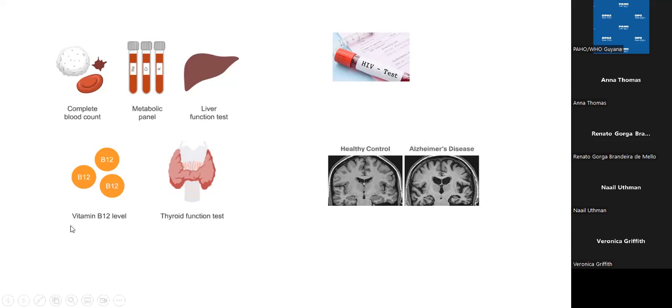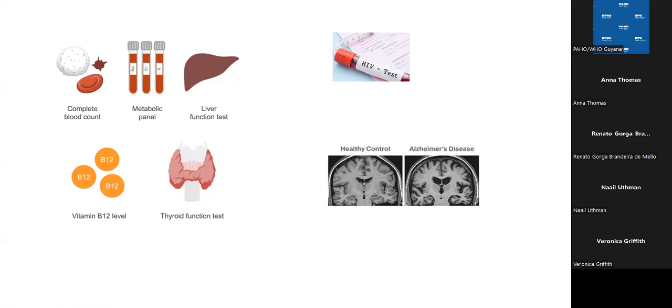and vitamin deficiencies like the B12 deficiency may present with cognitive impairment. And most commonly, hypothyroidism or even hyperthyroidism may present with cognitive impairment in vulnerable patients. We have to test thyroid function, and we have to test for HIV as well.